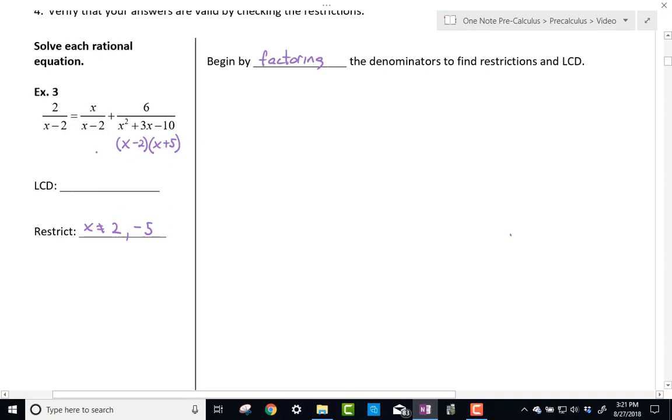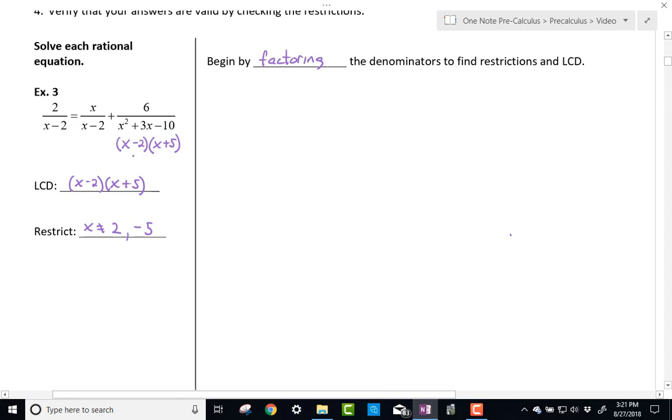Now if you look at the three fractions here, all three of them have an x minus 2, so my LCD has to have an x minus 2 in it. But the third fraction also has an x plus 5. My analogy yesterday was just to consider, if you were going to add all three of these fractions together, what would I need to see in the bottom of all three? I would need to see not only the x minus 2, but I would also need to see an x plus 5.